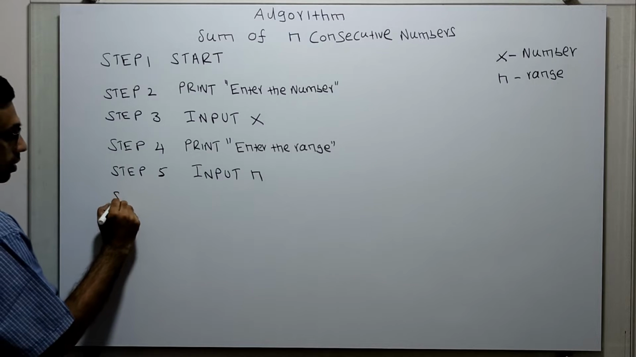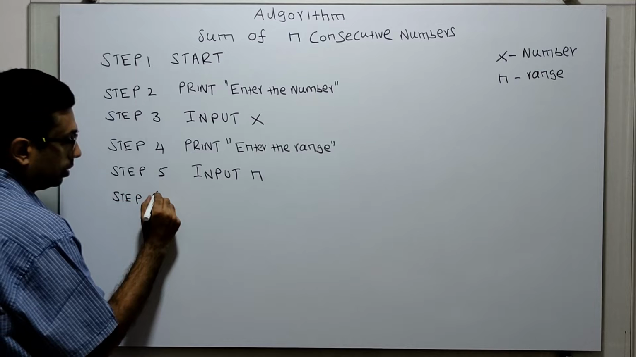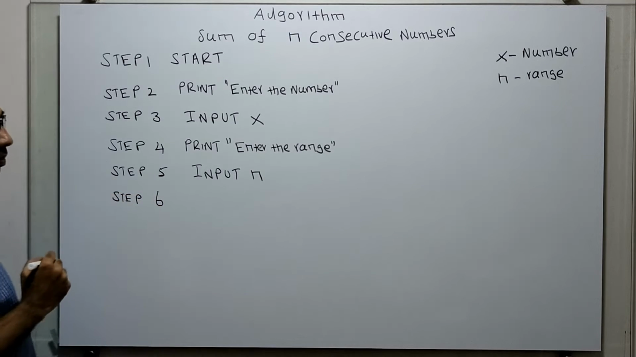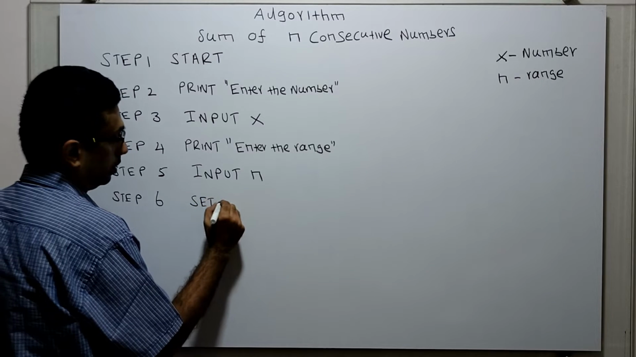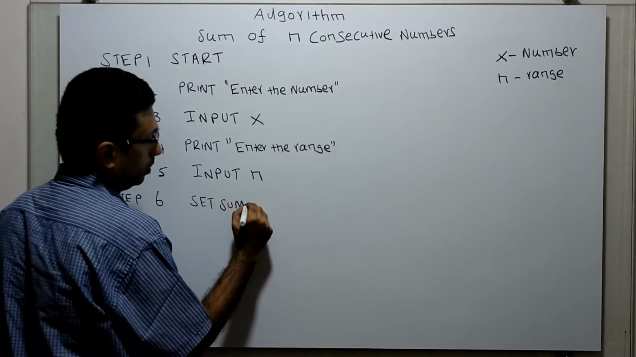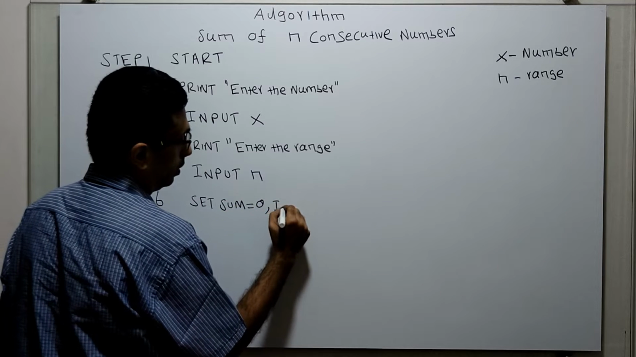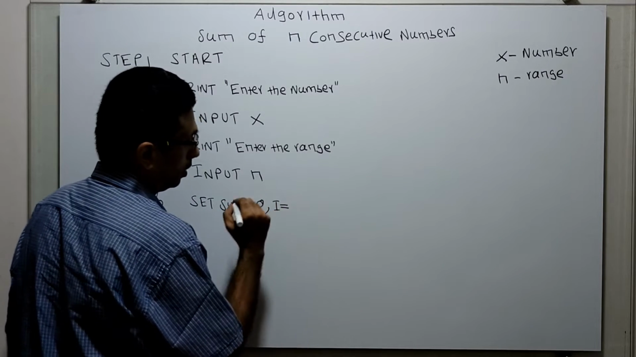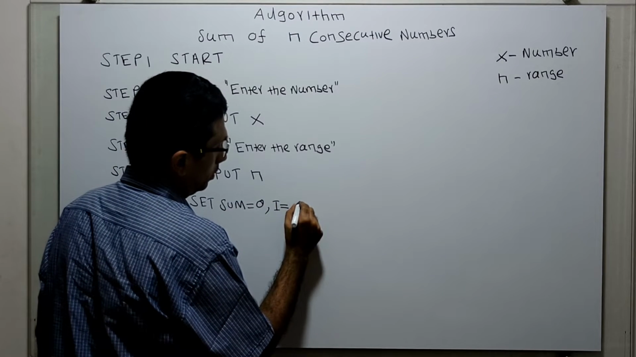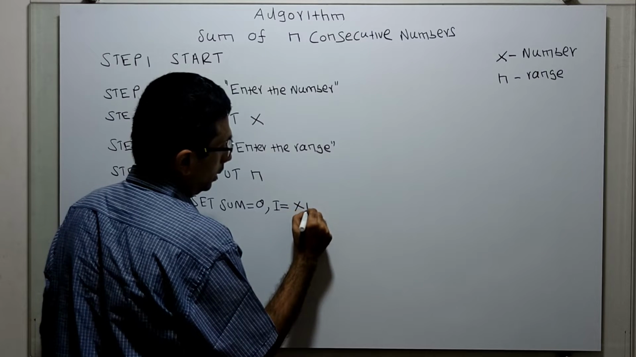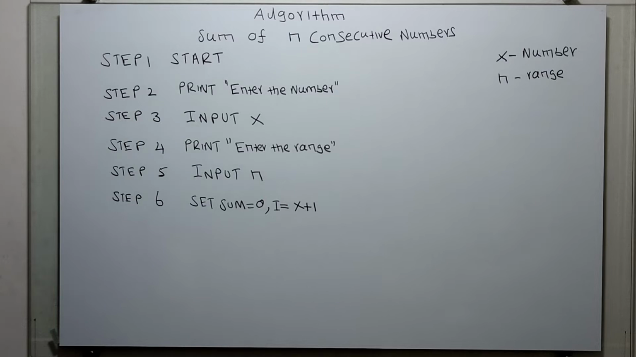Now step 6, I am initializing sum equal to 0, I equal to x plus 1. I equal to x plus 1.